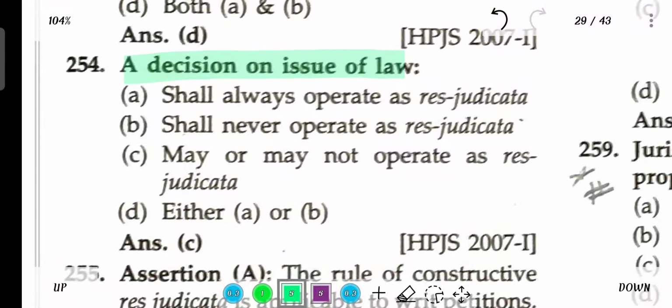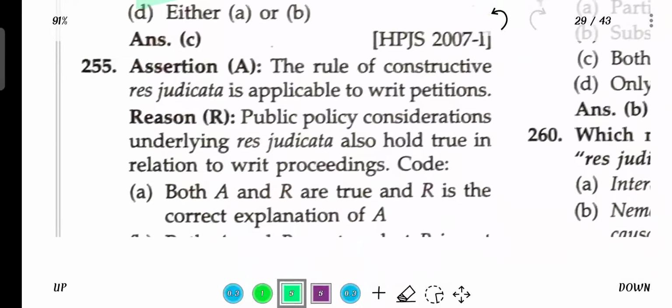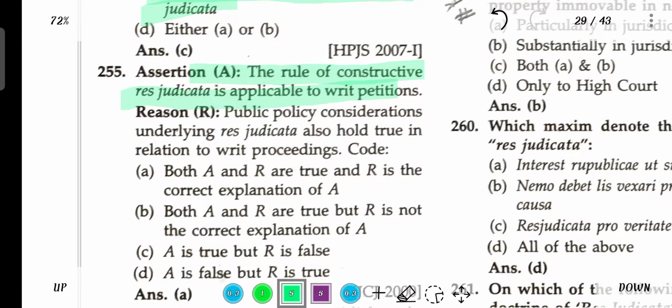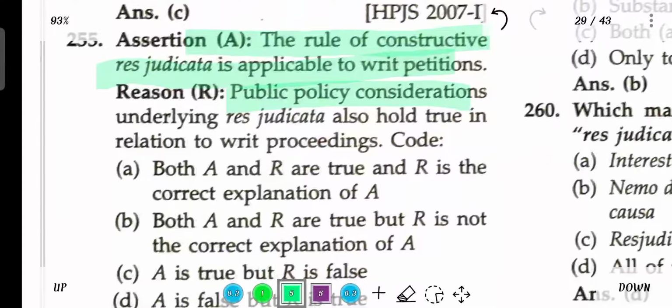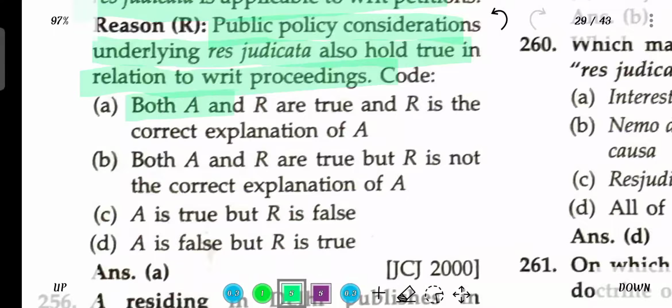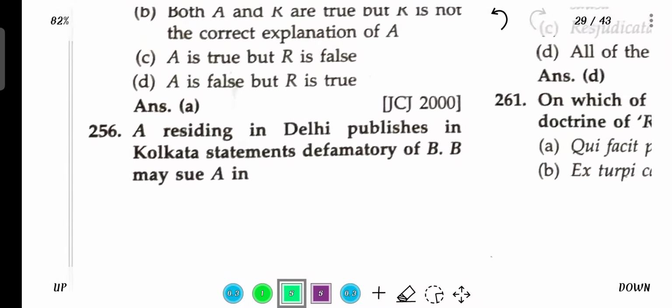A decision on law of issue of law may or may not operate as res judicata. Assertion: the rule of constructive res judicata is applicable to the writ petition. Reason: the policy of consideration underlying the res judicata also holds true in relation to the writ proceeding. Both A and B are true, and A is the correct explanation of B.